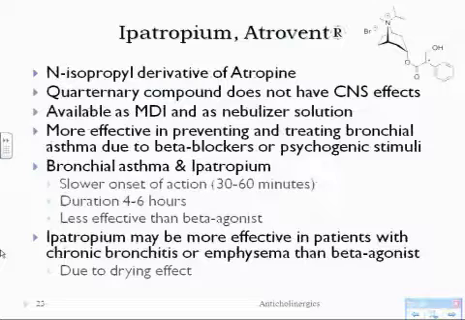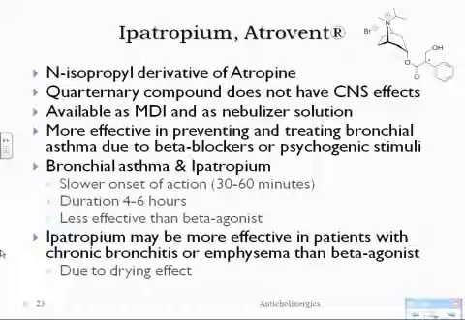Ipratropium, which is called Atrovent, I use quite a bit. I combine it almost always. Every time that I give somebody albuterol, I give ipratropium bromide with it. The reason I do it is it dries out the secretions a little bit, and it helps patients that have bad COPD and history of bronchitis. Patients with asthma may not necessarily be as good, but it's an N-isopropyl derivative of atropine. It's a quaternary compound, so it doesn't cross into the central nervous system.